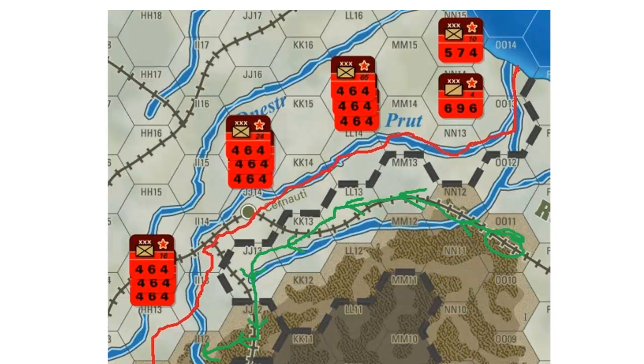Here are more Russians in starting positions. Here the Russian has chosen to start all of her units at least one square back from the border. The border is the black dashed line. The Russian units are parked behind the Prut River, behind the river here. The Russians did not have to do that. The Russians could have started their units on the Prut River. The Russians could have started units on the square here. The Russian chose not to do so. The German has to start one square back from the border. So the German could not start units on KK-12. He could start units on LL-12.